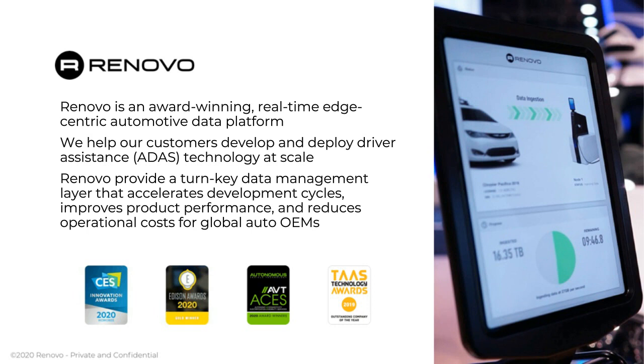We're going to be talking a little bit today about the platform itself and how it works, and then talk about what some of the requirements are of data in today's automotive industry. So I think it's back to you, Mark.